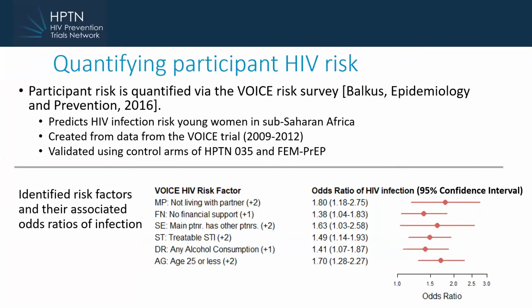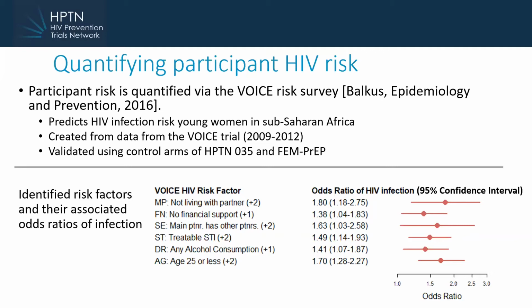The voice risk score and its component risk factors was developed using data from the VOICE trial and validated using the control arms of two additional HIV prevention trials, HPTN-035 and FemPrep. All three of these trials enrolled young women in sub-Saharan Africa. These identified risk factors and their associated odds ratios of infection are listed below.